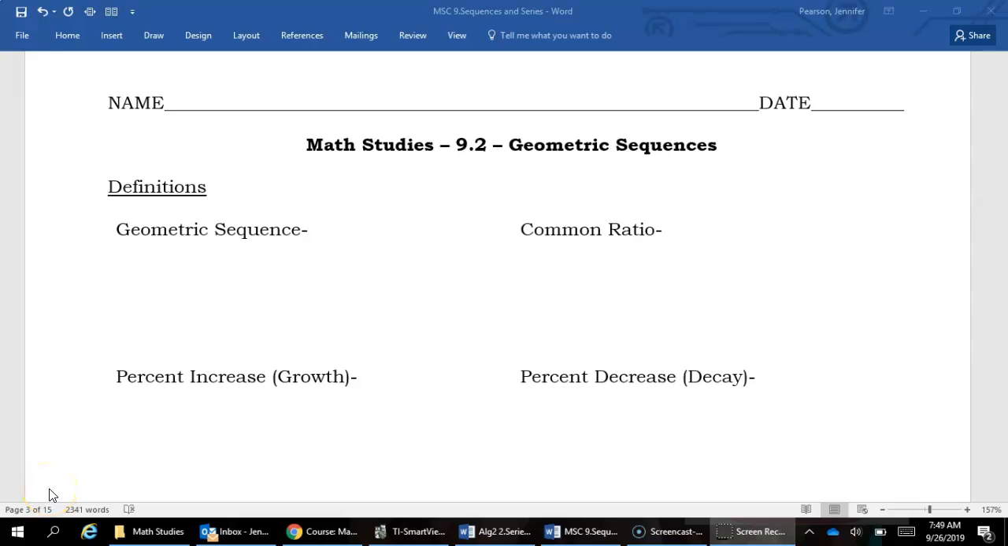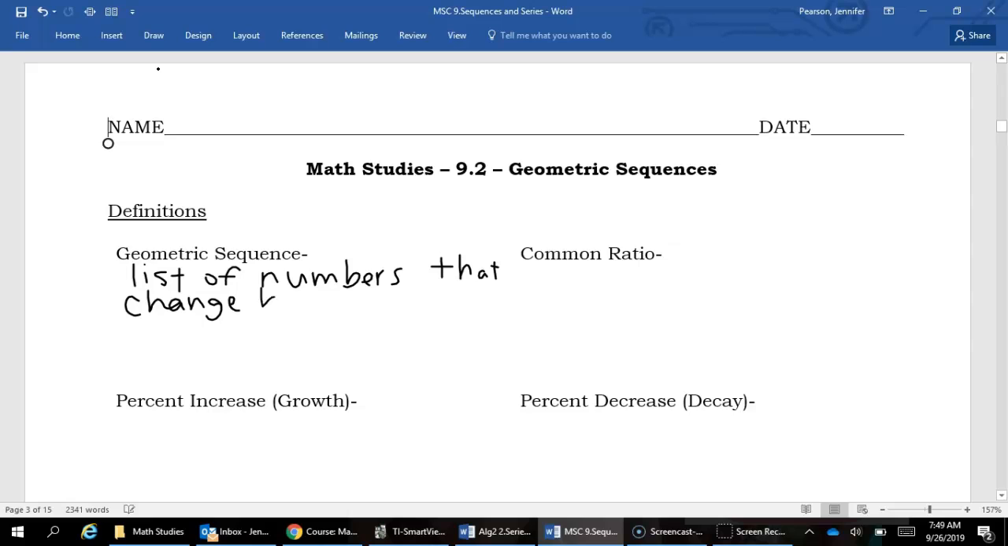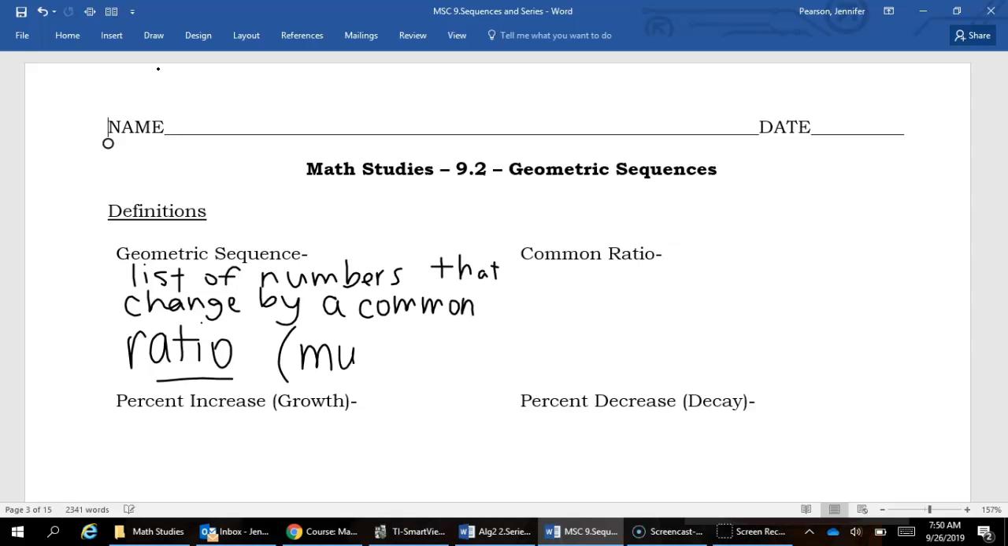This is Math Studies Lesson 9.2, Geometric Sequences. So a geometric sequence is, again, a list of numbers. But this list of numbers, unlike the arithmetic sequences, will change by a common ratio. And what that means is rather than adding or subtracting values to get the next and the next, we will be multiplying to get the next and the next and the next.